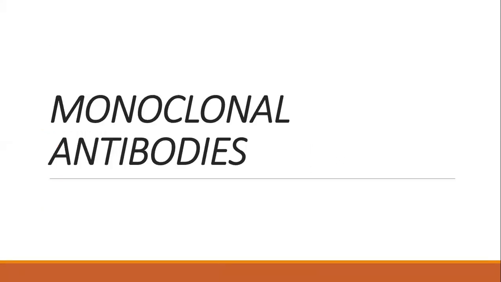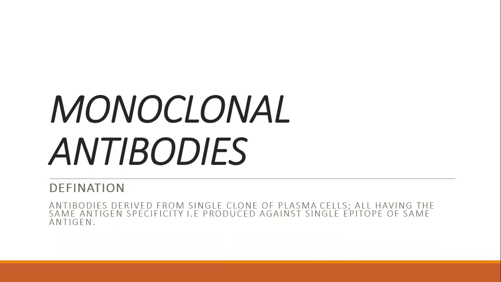Now, what is monoclonal antibodies? As we all know that antibodies, what are antibodies? They are basically produced by our body to defend our body against different kind of germs. When germs act in our body, our immune system naturally produces antibodies that basically kill those germs or particular type of foreign particles. And what are monoclonal antibodies? By definition, antibodies derived from a single clone of plasma cells, all having the same antigen specificity produced against a single epitope of same antigen.